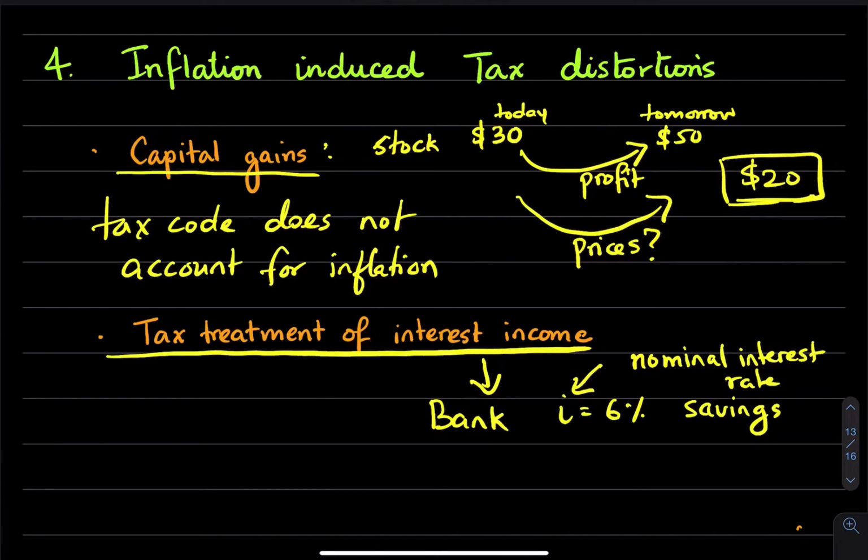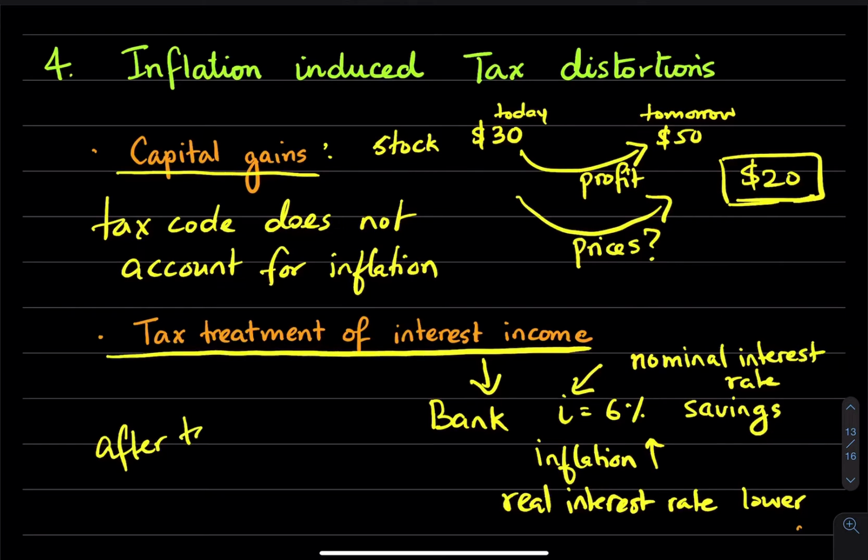This is the nominal interest rate, and the government tries to tax that. But inflation could be, again, a problem because inflation could be rising from one year to the next, and so your real interest rate might actually be lower if inflation is positive. So you have this problem again where the tax code doesn't account for inflation, and so your after-tax real return falls. And we'll take an example and look at how this works.